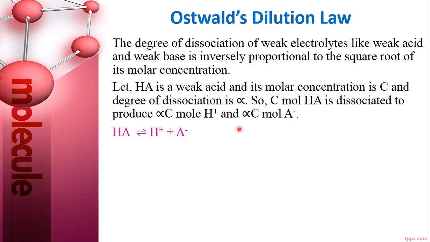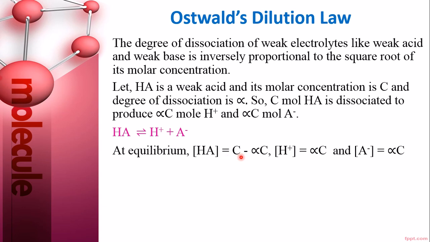Now the dissociation reaction is this. Now look, initially HA was C molar and hydrogen ion 0, A minus 0. Now at equilibrium the concentration of HA will be C minus alpha C. Why? Because initially it was C and alpha C molar HA is dissociated. So now the concentration will be C minus alpha C. And alpha C molar hydrogen ion will be produced, alpha C molar A minus ion will be produced.